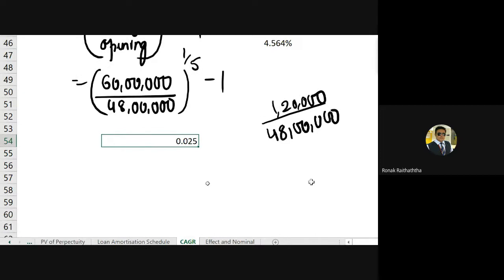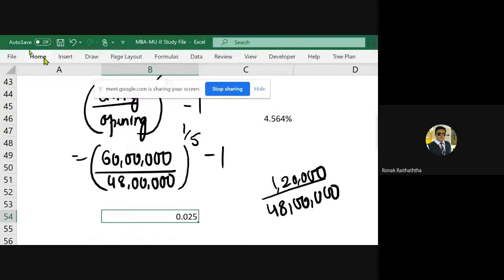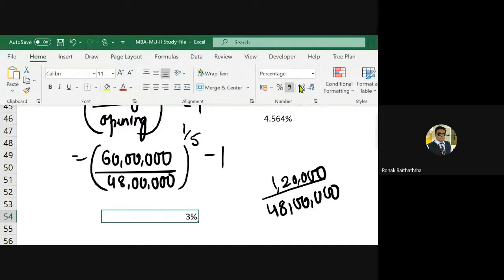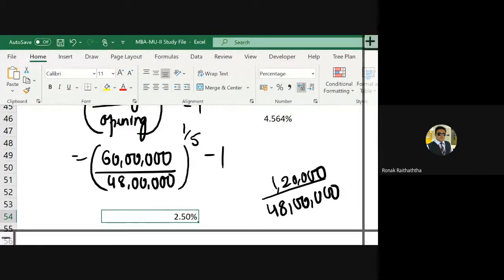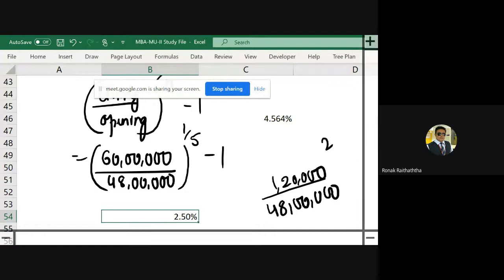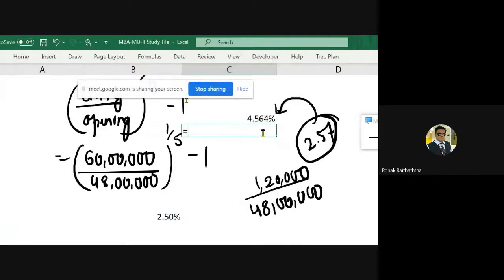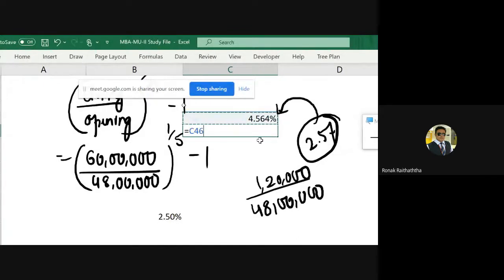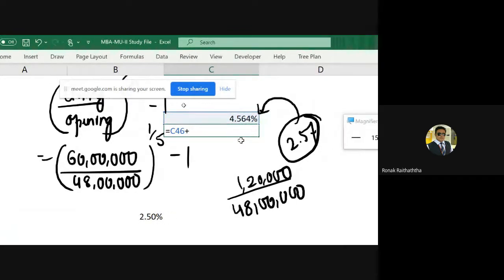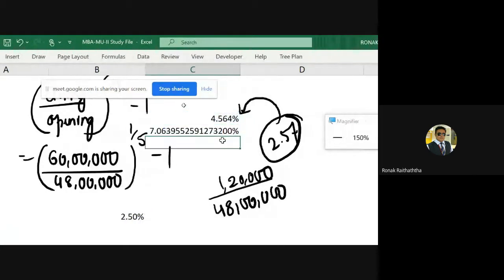So that is somewhere around 2% return. Let me just convert that into a percentage. So 2.5% additional return on a yearly basis he has got from rent. So you add 2.4% in the annual compounded growth rate. So that is the total return he has got from that real estate investment, so 4.564 plus 2.5. So that comes around 7% return.